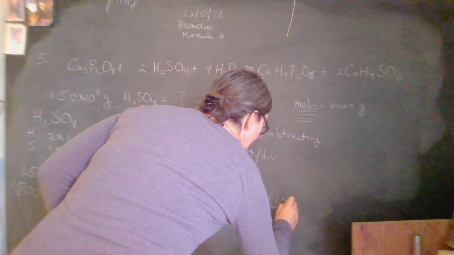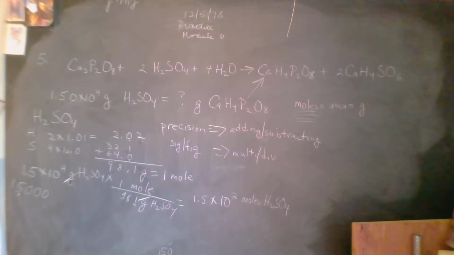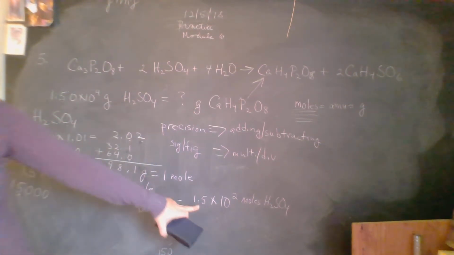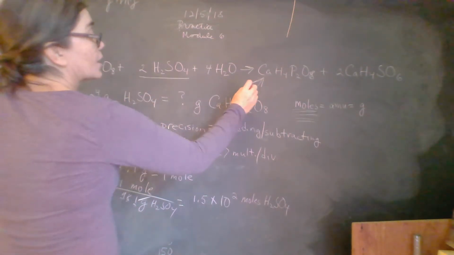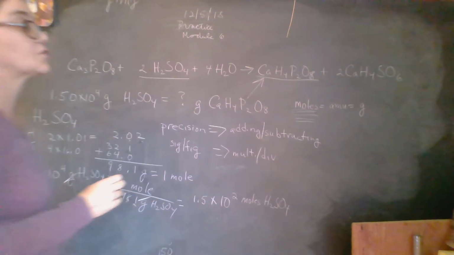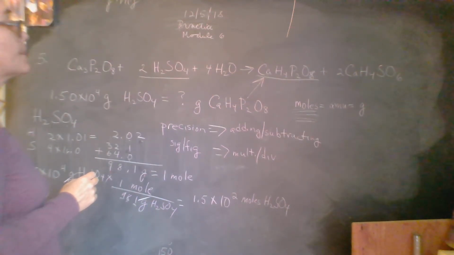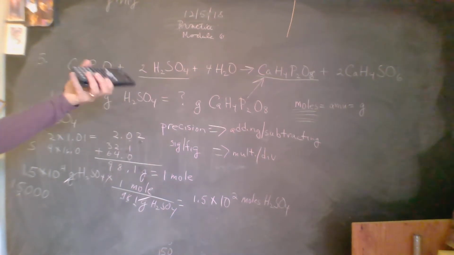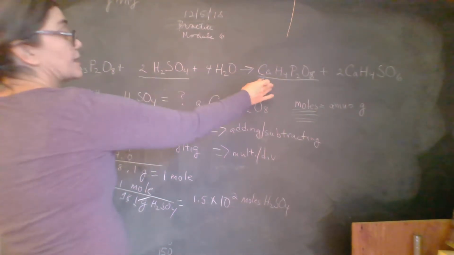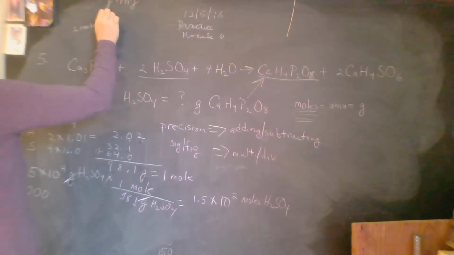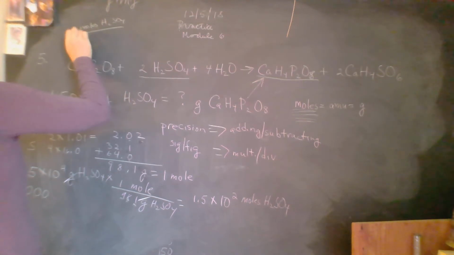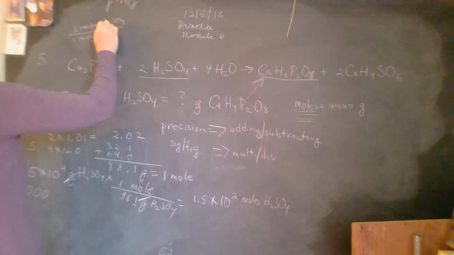Are we done? No. Because now we have to figure out how many grams of this. We're not there yet, right? So now we can relate moles to moles. How many moles of H2SO4 to moles of CaH4P2O8? What's the relationship between those two? That's 2 to 1. It's 2 moles of H2SO4 to 1 mole of CaH4P2O8.